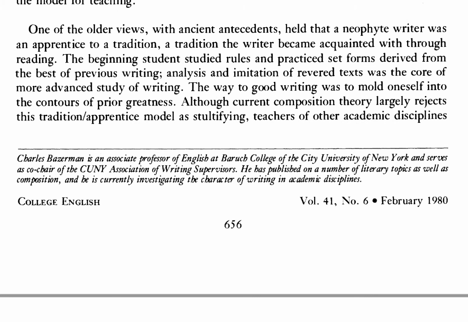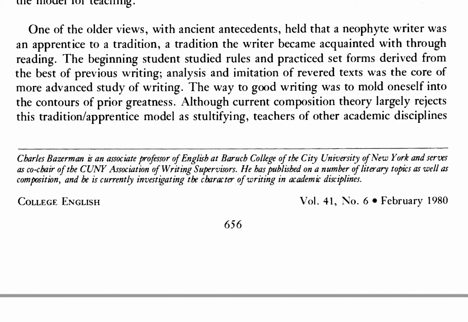One of the older views, with ancient antecedents, held that a neophyte writer, that just means a new writer, was an apprentice to a tradition that the writer became acquainted with through reading. The beginning student studied rules and practiced set forms derived from the best of previous writing. Analysis and imitation of revered texts was the core of more advanced study of writing. The way to good writing was to mold oneself into the contours of prior greatness.